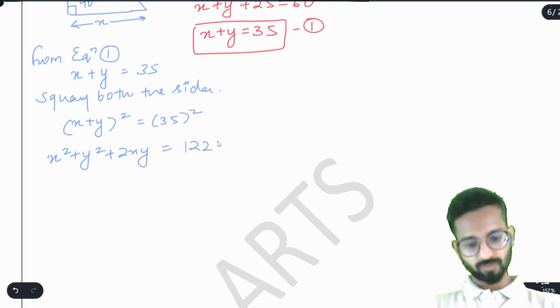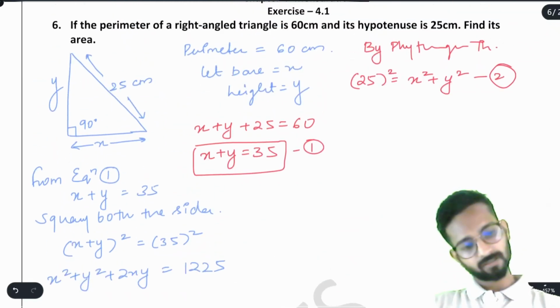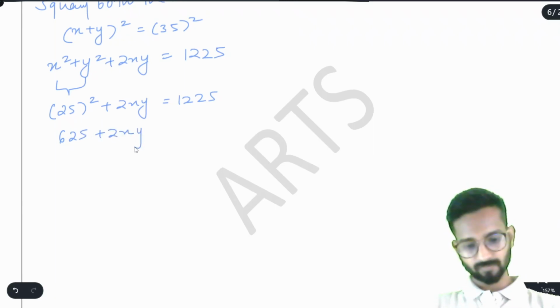35 square is 1225. x square plus y square is already given here, that is 25 whole square. So I will just write here x square plus y square is 25 whole square, plus 2xy is equal to 1225. Therefore 25 square is 625. So 2xy will be 600 and xy will be 300.